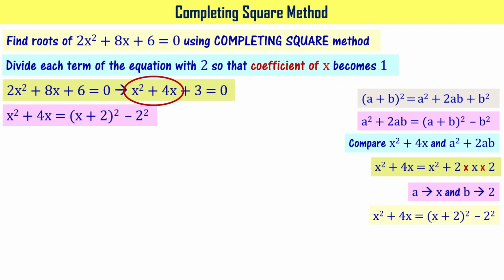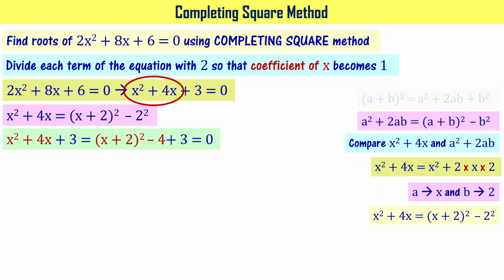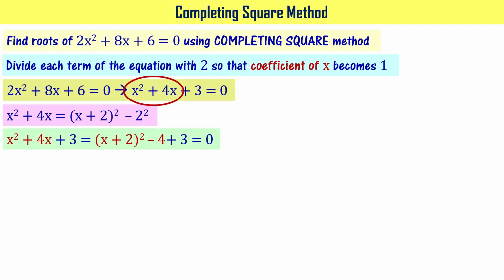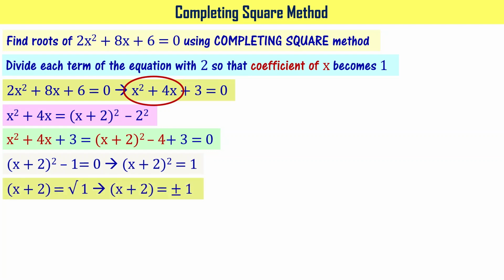Now the whole equation x square plus 4x plus 3 can be written as (x plus 2) whole square minus 4 plus 3 equal to 0. When you simplify it, you get (x plus 2) whole square equal to 1, right? It means x plus 2 equal to square root of 1. That can be written as x plus 2 equal to plus or minus 1, right?